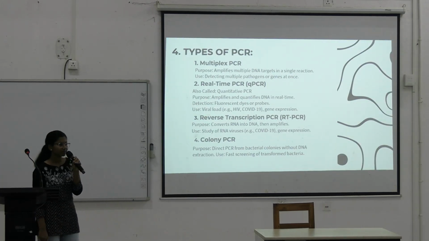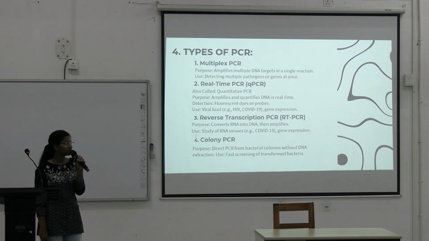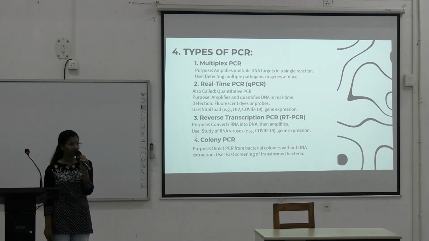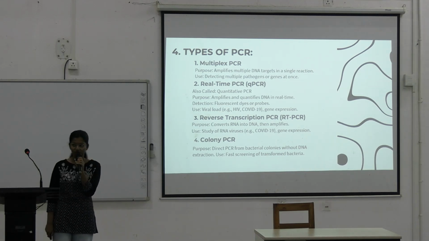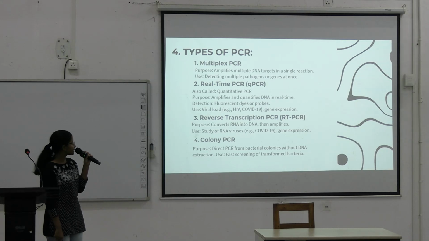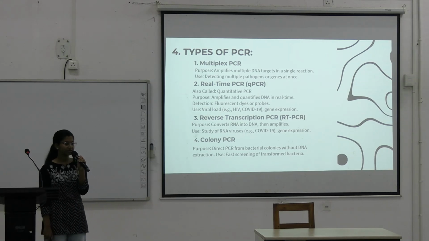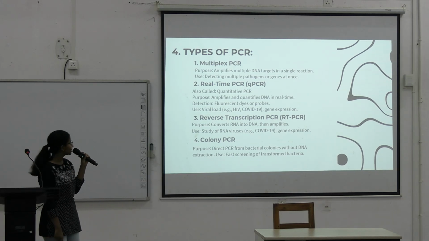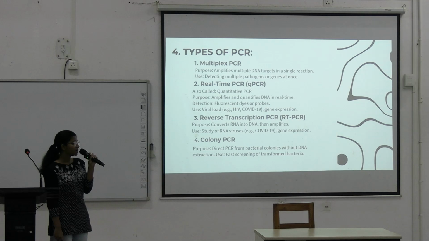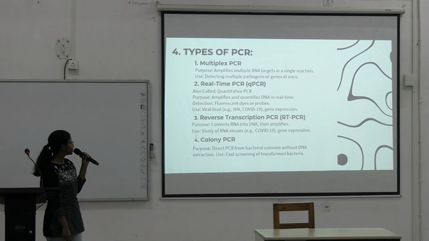Types of PCR. There are mainly 4 types of PCR: multiplex PCR, real-time PCR, reverse transcription PCR, and colony PCR. Multiplex PCR is used in detecting multiple pathogens or genes at once. Real-time PCR is used in viral loads, for example, HIV, COVID-19, and gene expression. Reverse transcription PCR is used in the study of RNA viruses, for example, COVID-19 gene expression. Colony PCR is used in the fast screening of transformed bacteria.